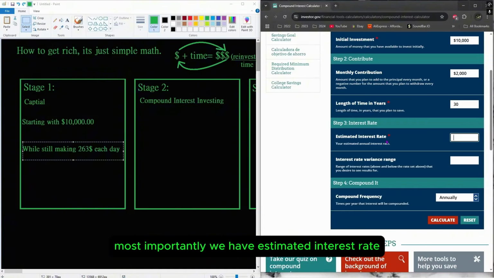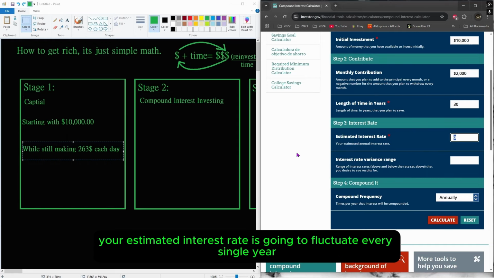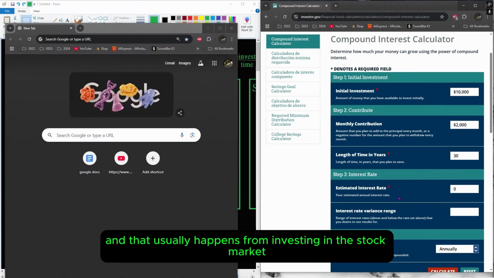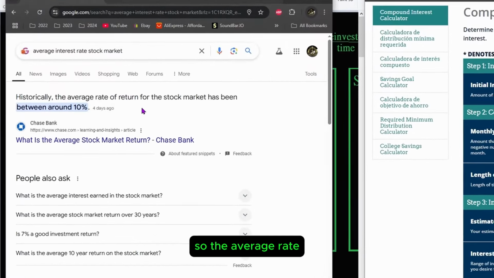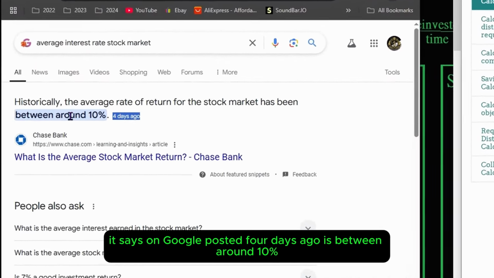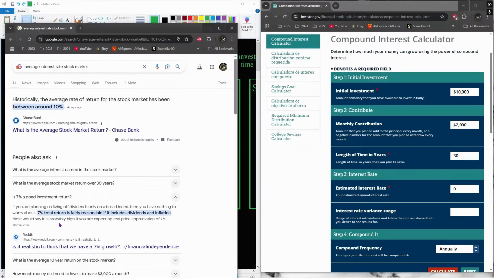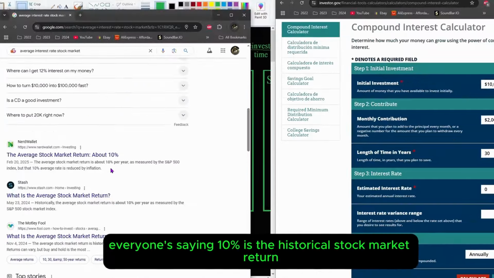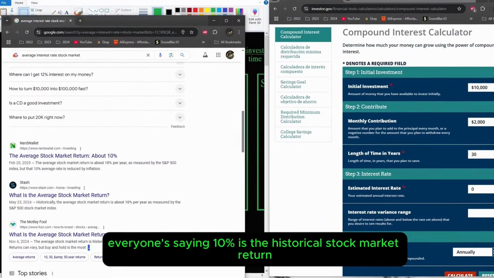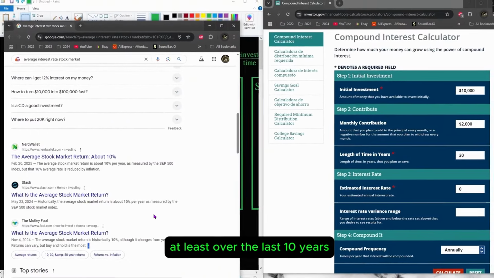Most importantly, we have estimated interest rate. This is an important number to fill in accurately. Your estimated interest rate is going to fluctuate every single year, and that usually happens from investing in the stock market. So the best way to calculate that is to simply find what the average rate of return on the stock market is. So the average rate, it says on Google, posted 4 days ago, is around 10%. 7% total return is fairly reasonable if it includes dividends and inflation. Everyone's saying 10% is the historical stock market return, at least over the last 10 years.